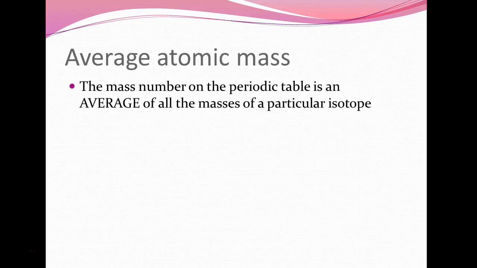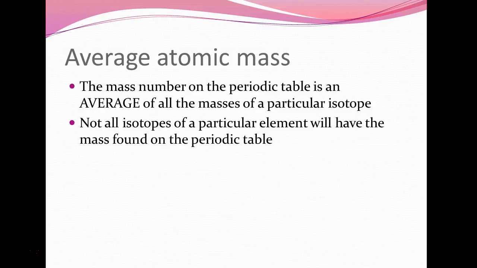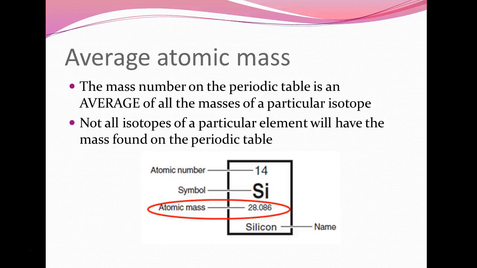The mass number on the periodic table is an average of all the masses of a particular isotope. So we're going to see this in a bit. Not all isotopes of a particular element will have the mass found in the periodic table. For example, silicon here: if you look in your periodic table, the average atomic mass is 28.086. That means of all the isotopes of silicon, that would be the average.